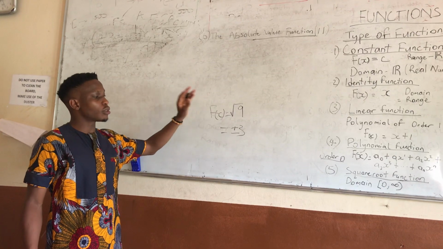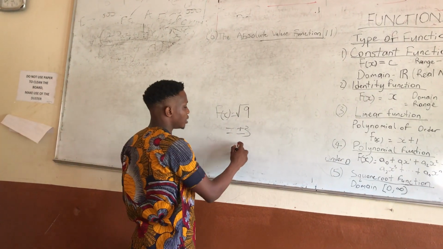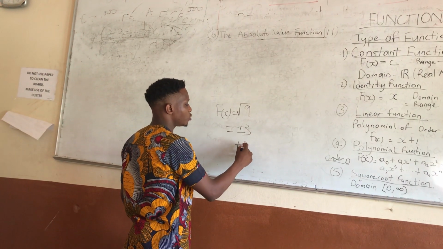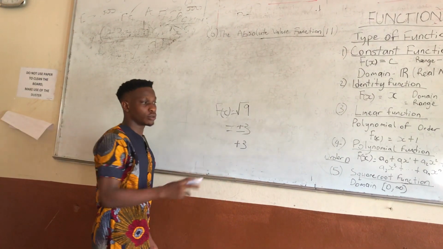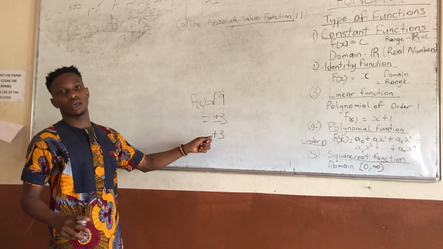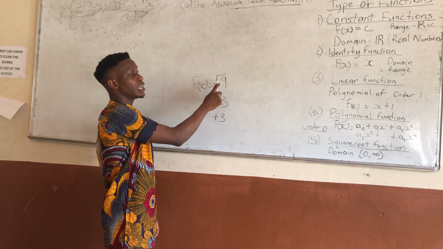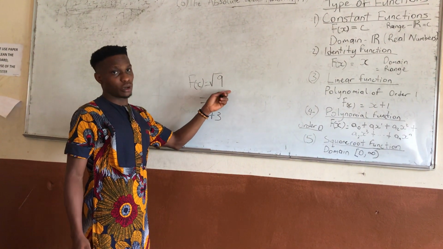But when we are talking about functions, they are only looking at the positive values of the square root. Only the positive values of the square root. That's the one that we are looking at. And remember, you cannot have a negative number inside the square root.